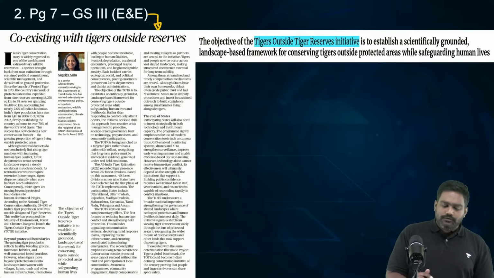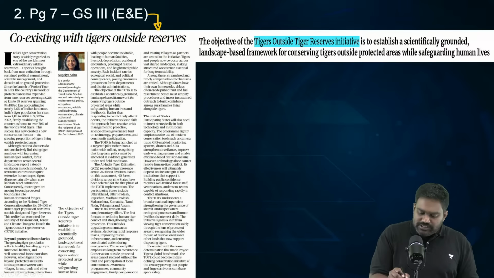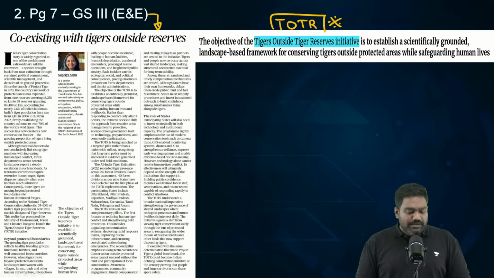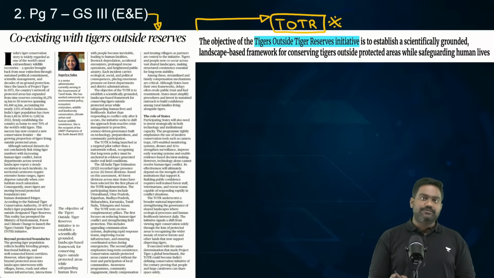This column focuses on a new initiative of the Ministry of Environment, Forest and Climate Change, the Tigers Outside Tiger Reserves Initiative, the TOTR initiative. Recently, the Environment Ministry has launched a conservation program to conserve and protect the tiger population that is found outside of the tiger reserves. So let's understand this article.